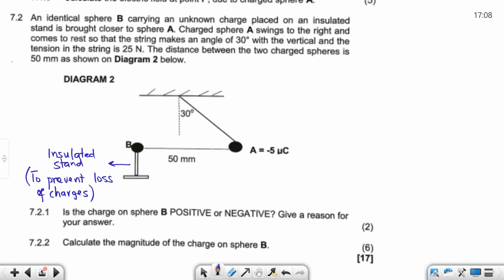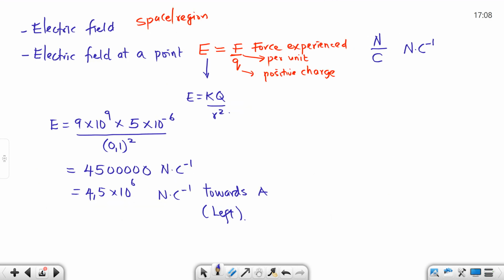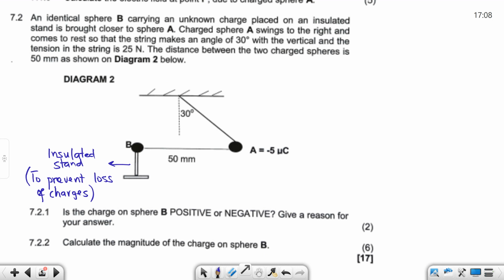All right. So it's on an insulated stand, it's brought closer to sphere A. Charged sphere A swings to the right. Interesting. Remember, let's quickly go back. Check how A was. A was just stationary. All of a sudden, we brought a charge, and then we are told it swings to the right. Why is it swinging to the right? What could be happening? What's the nature of B to make A swing to the right? Anybody? Dash?